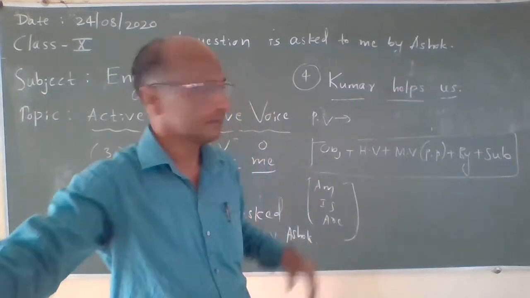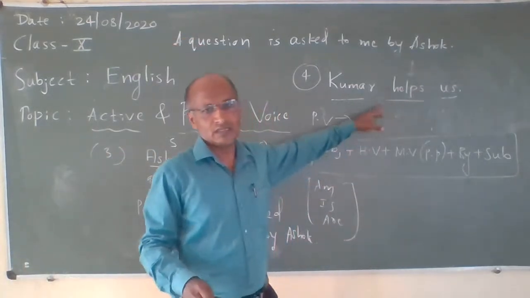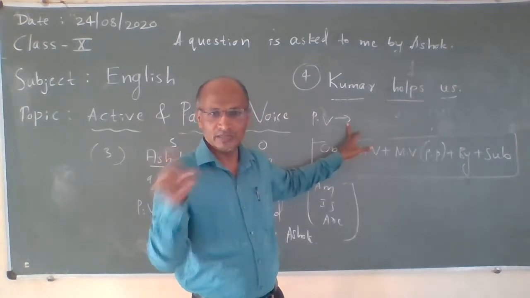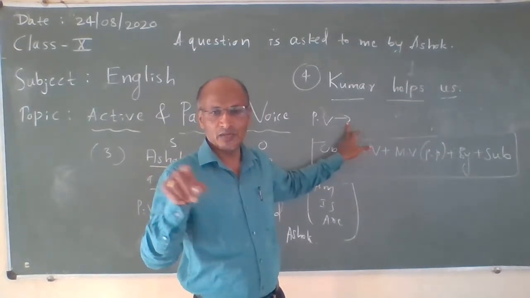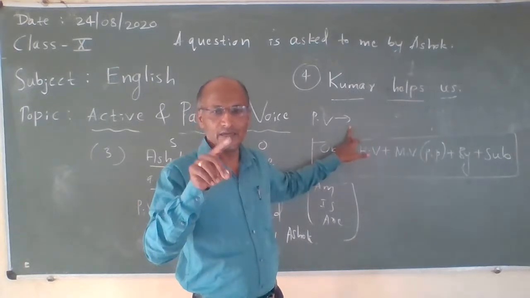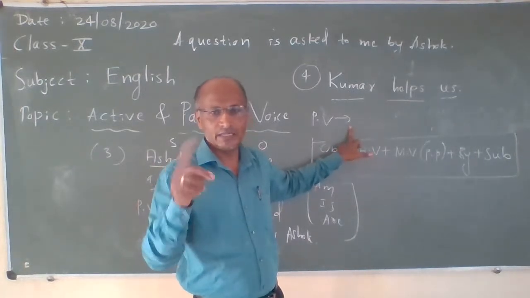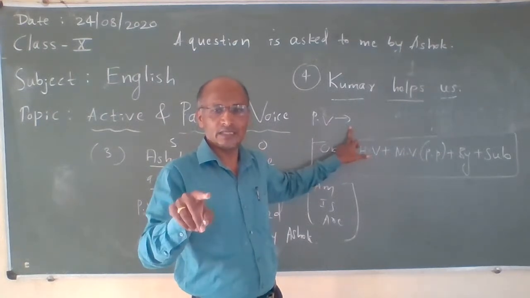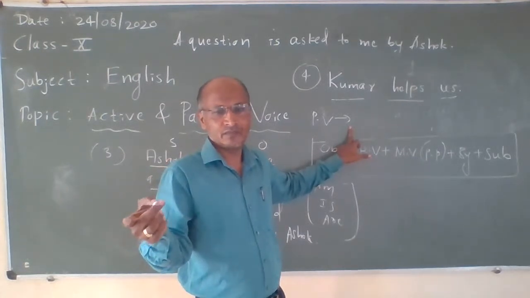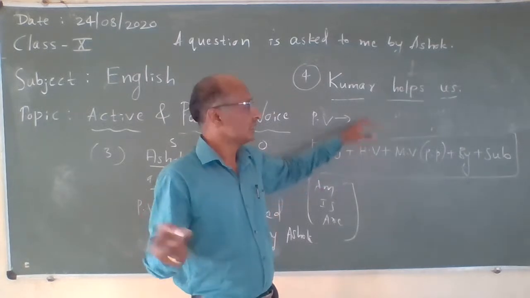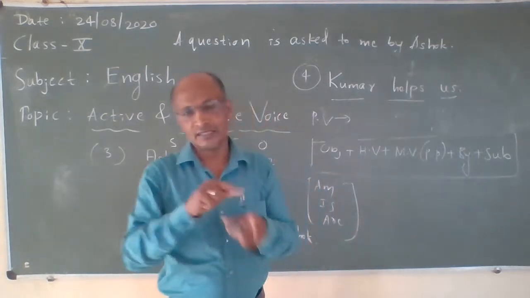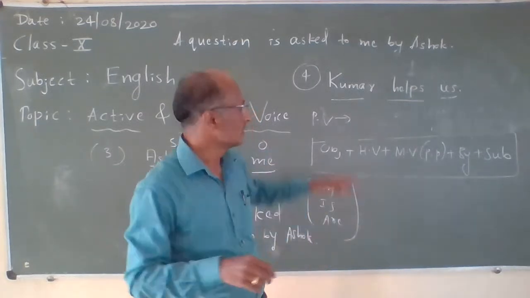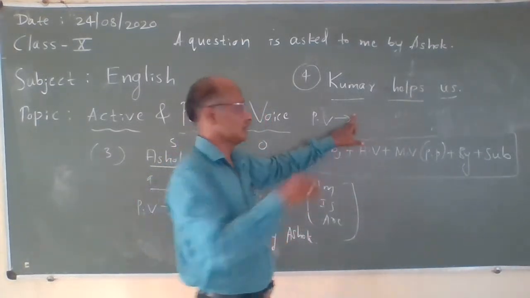See, how do you change? Us is changed to we. Them is changed to they. Me is changed to I. You will change to you. He will change to he. She will change to her. It will change to it. I will change to me. Here, the object is we. While changing active to passive, we change to us. So, here, us is changed to we.